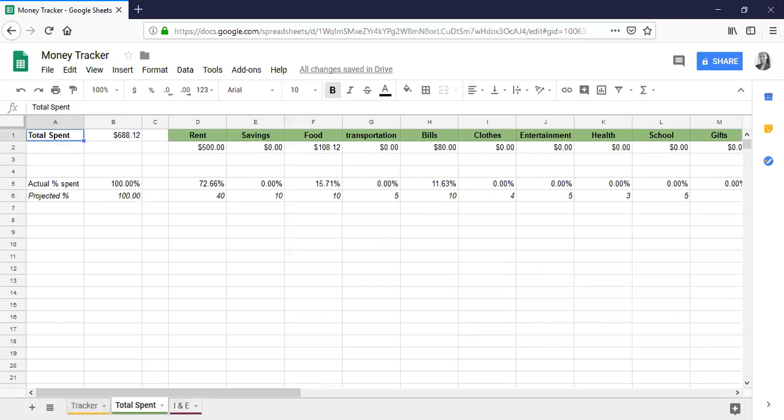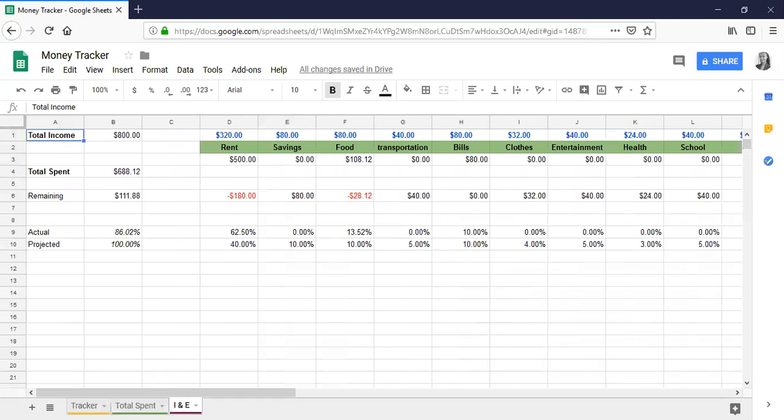Okay. The next tab, INE, is income and expenses. So this is the entire picture of the data that you've put in. So your total income that has been recorded, the total amount spent, how much you have remaining.